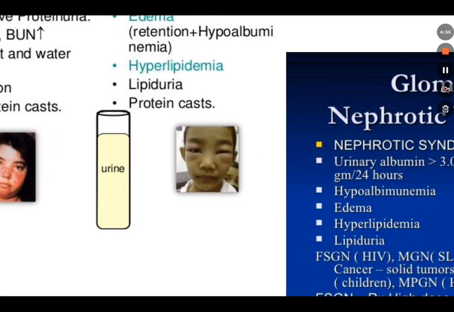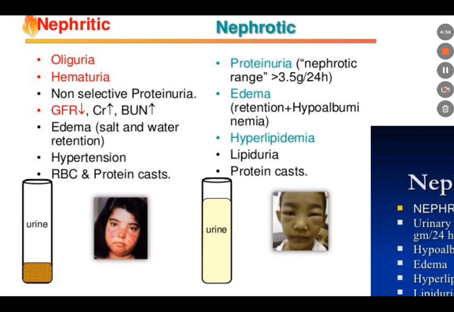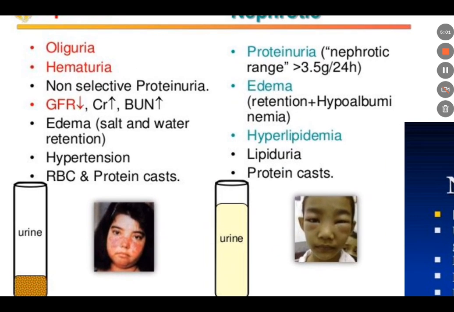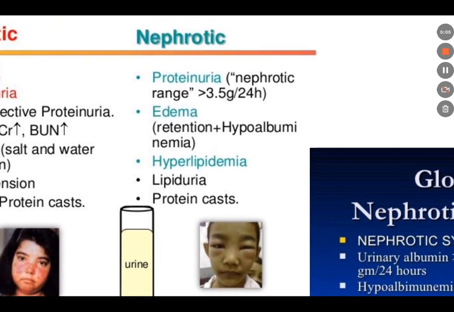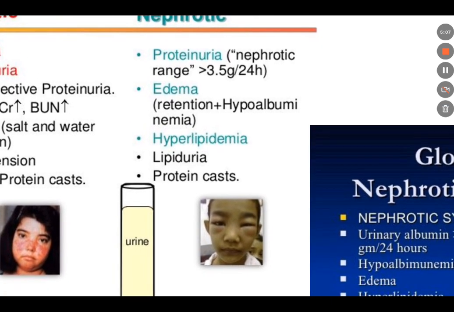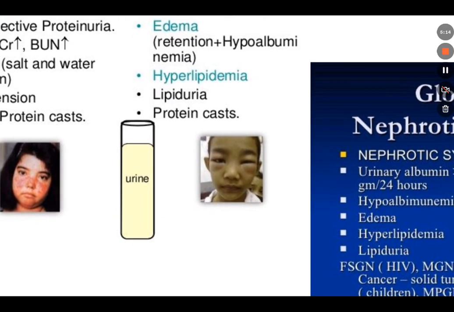Now coming to the differences between nephritic and nephrotic. So first let's talk about the nephrotic one. We know the proteinuria, the nephrotic range. We have proteinuria, we have edema, which is retention of the fluids, and of course hypoalbuminemia, and then we have hyperlipidemia, lipiduria, and fatty casts.